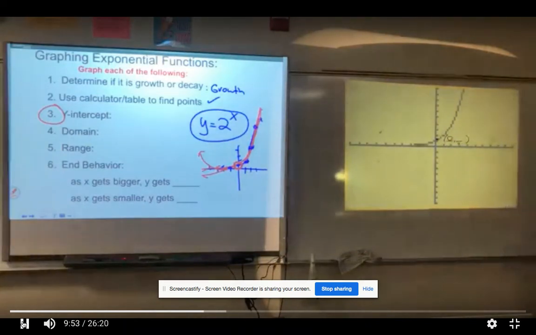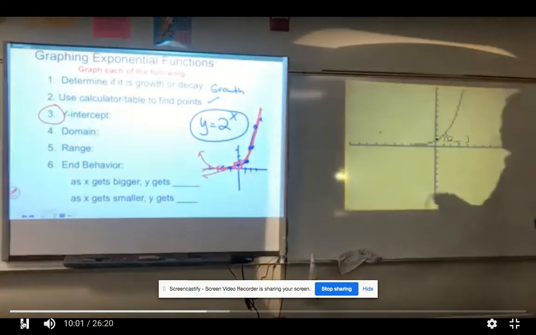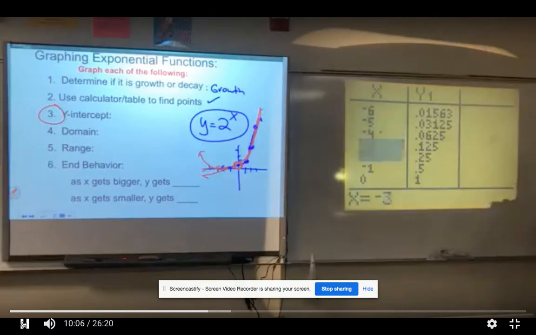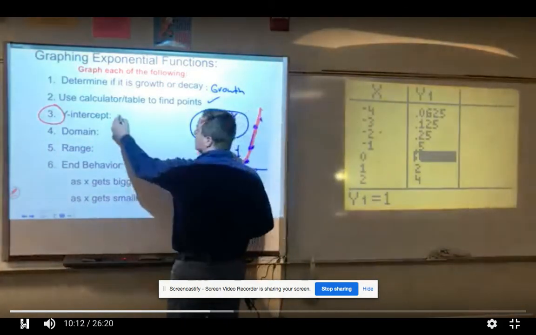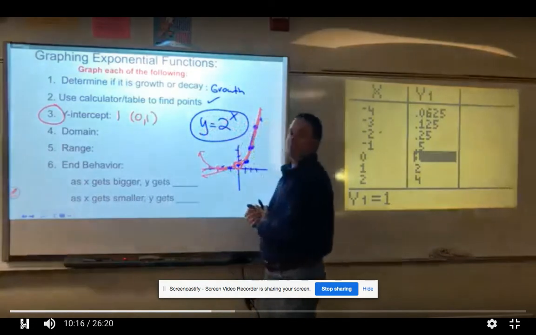Well, where in my calculator can I go to find the y value when x is 0? The table is a great spot to do that. If I go second graph and go back to my table, and scroll down and find when the x value is 0, it tells me my y-intercept on this one is 1. And if you wanted to, you could write (0, 1).